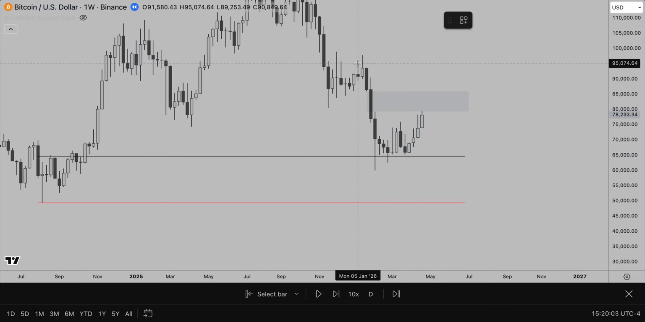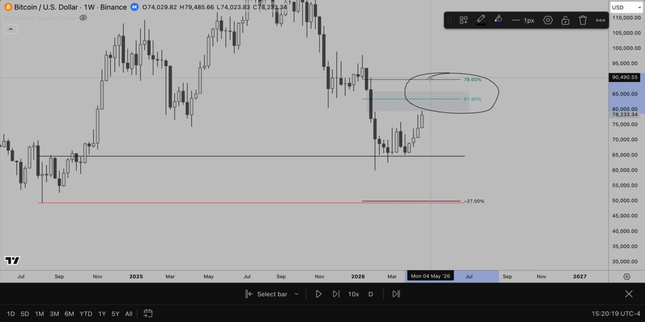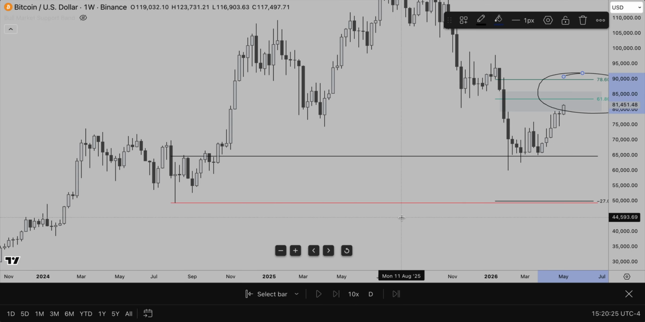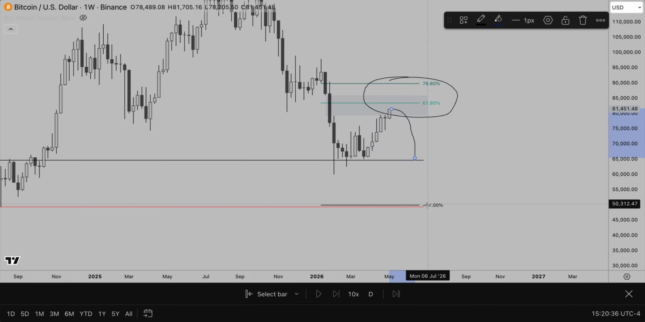Now, what else we can do is add in our fib level from this high to this low, and we have the 61.8 to the 78.6. We have a region at 83,000 to 89,000. So these are the areas that we want to look for now for BTC to come into. So if I continue playing the replay tool, we are currently now at the regions of 81,000. We're in reversal territory. Therefore, we know that there's a possibility that BTC will reverse from these areas or at least have a pullback to continue higher. So this is what we want to look for next.